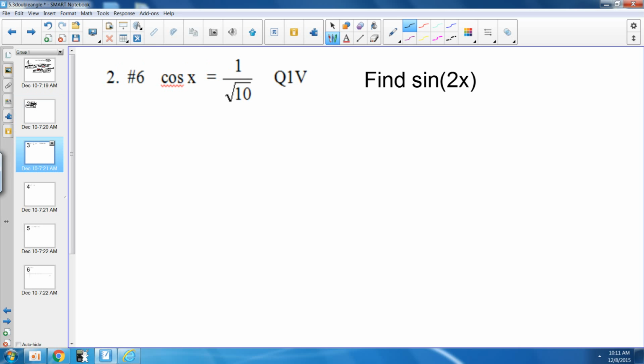So when we look at something like this, number 6 in this section's problem set: cosine x equals 1 over radical 10. You're in the 4th quadrant, and the question is, what's the sine of 2x?